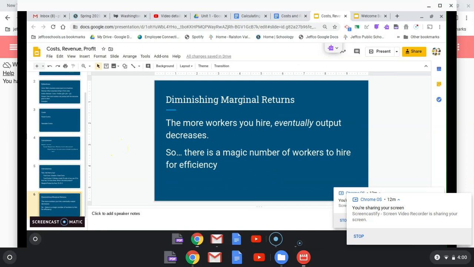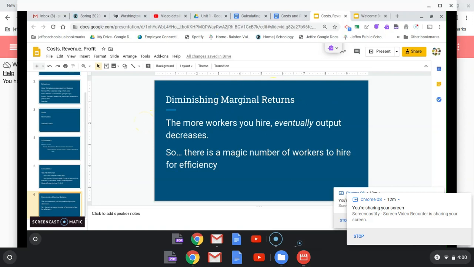But the definition of diminishing marginal returns, remember, marginal returns means plus 1 of your returns, in how much product you're making. So what this means is the more workers that you hire, eventually their output is going to decrease. I'm going to use Subway for my example here. You've all been to Subway, and there's only one person back there making subs. It's not very efficient. They're running around. So you hire a second person. It gets a little bit faster. You've got one person making the sandwich, one person ringing them up.